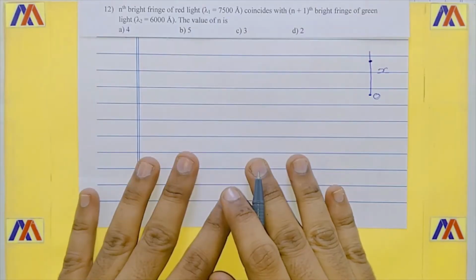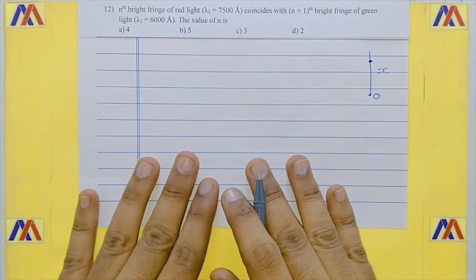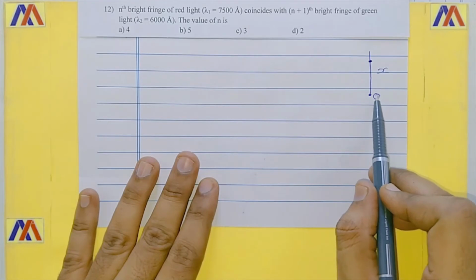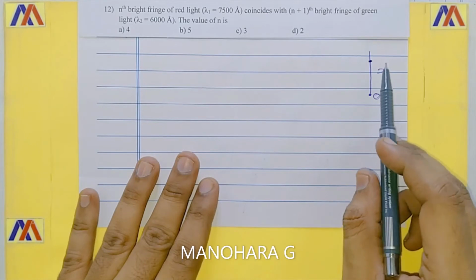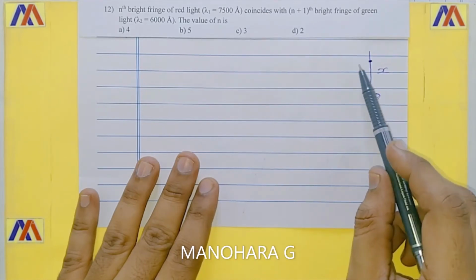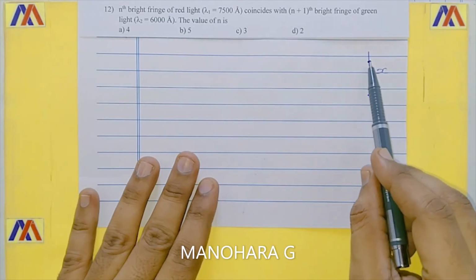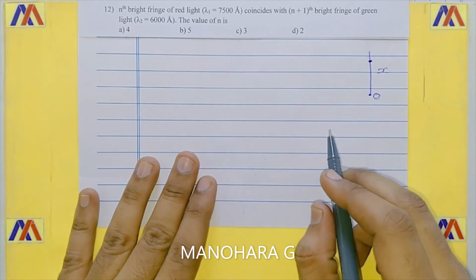Nth bright fringe of red light, lambda 1 equals 7500 angstrom, coincides with n plus 1th bright fringe of green light, lambda 2 equals 6000 angstrom. The value of n is? Let this be the screen. Point O is the center of the screen, where we get the central bright fringe. At a distance x from this point, say we are going to get the nth bright fringe due to red light. At the same location, we are also going to get the n plus 1th bright fringe due to green light.